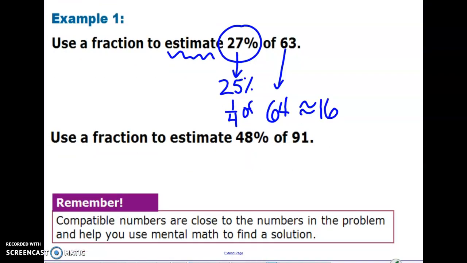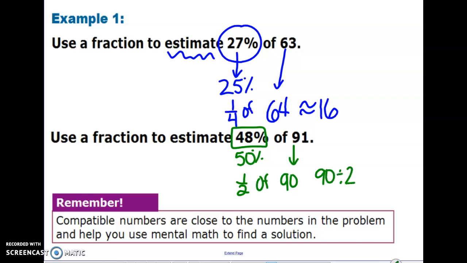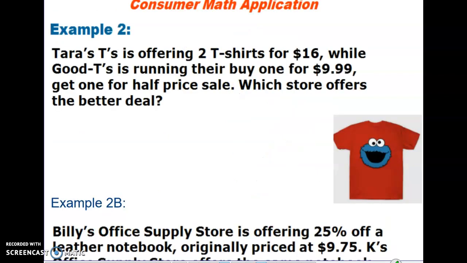With our second one, 48%, I'm going to think, oh, that is super close to 50%, or finding 1/2 of the amount. I'm going to change 91% to 90, and half of 90, I would think in my head, 90 divided by 2, and a good estimated amount for that one would be 45%. So we're going to be using compatible numbers. When you were in younger grades, you might have thought of them as being friendly numbers that fit into each other to make our problems much easier to do.